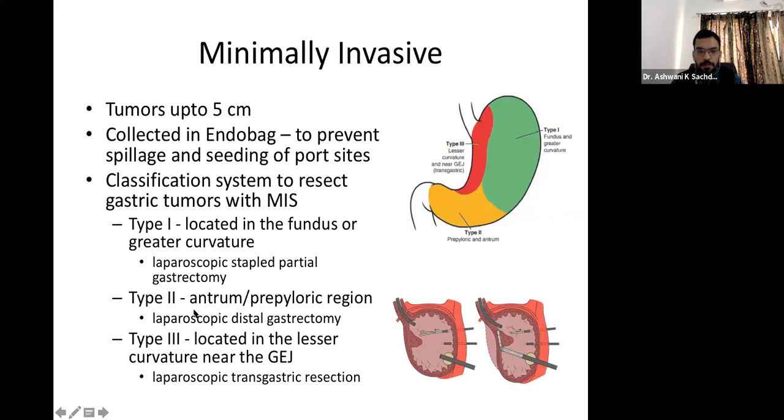And if it is involving the antrum and pre-pyloric region, it is type 2, and they are usually treated with laparoscopic distal gastrectomy. Those with type 3, located near the lesser curvature of the stomach, are approached through a transgastric approach, usually assisted by endoscopy in the transgastric resection of the lesser curvature tumor.